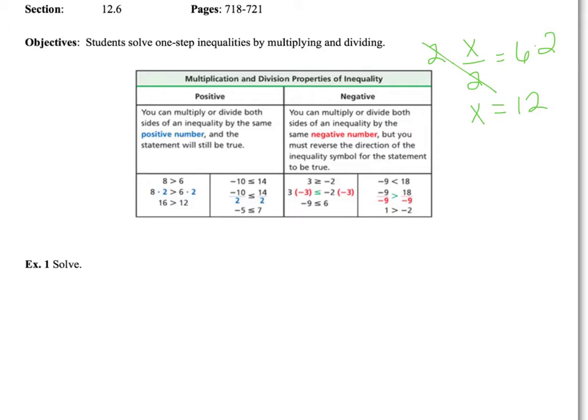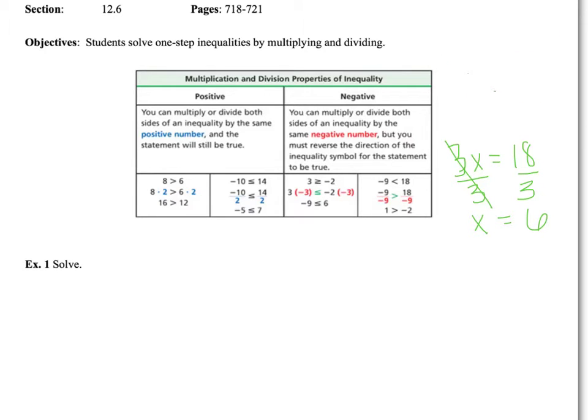Or say you had 3x equals 18. You're going to divide both sides by 3. That goes to 1, and you have x equals 6. So the inverse operations are the same. The big difference with one-step inequalities with multiplying and dividing is what happens to the inequality sign.